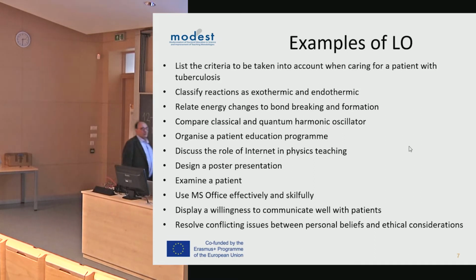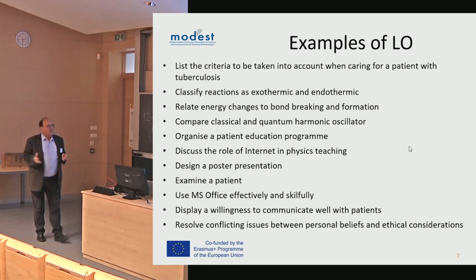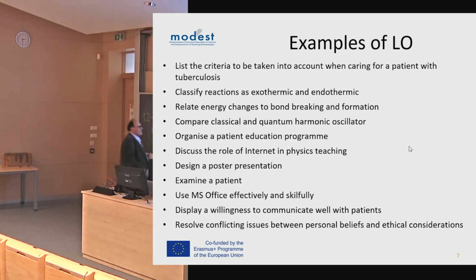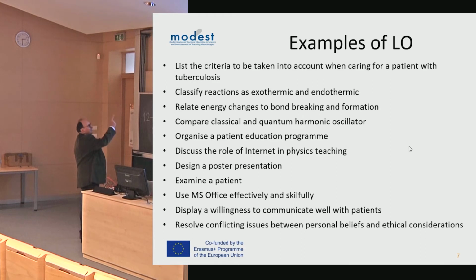If you have training for, let us say, administrative officers: use MS Office effectively and skillfully. Also, you have, for example, the computer driving license, something like this, and you can assess if a given person can use MS Office, knows these tricks or not. Or, for example, for health science: display a willingness to communicate well with patients. It is also important. One can observe a person, for example, who is on an internship in a hospital, how this person behaves. So therefore, you see, each learning outcome is very precisely determined.